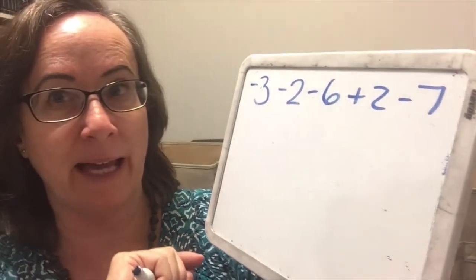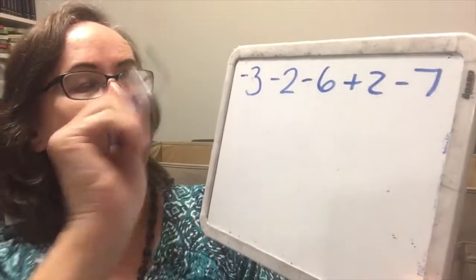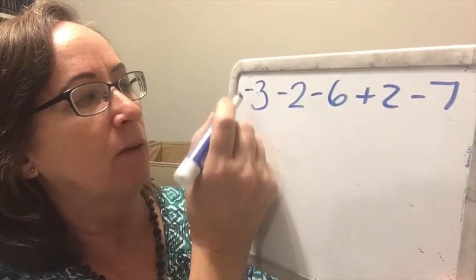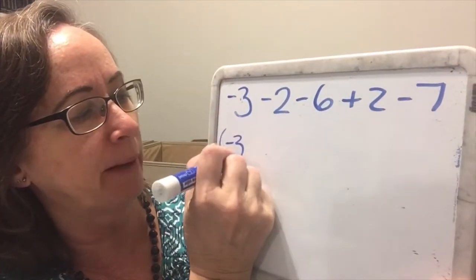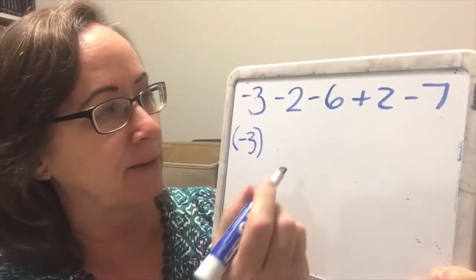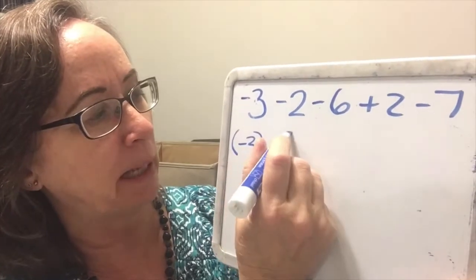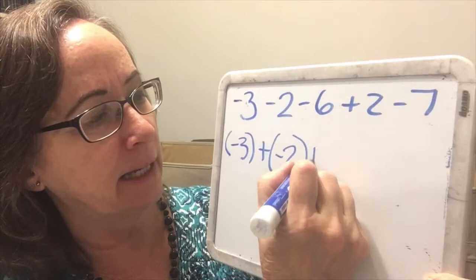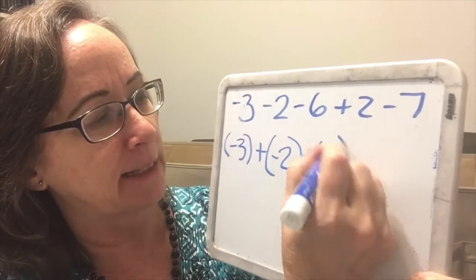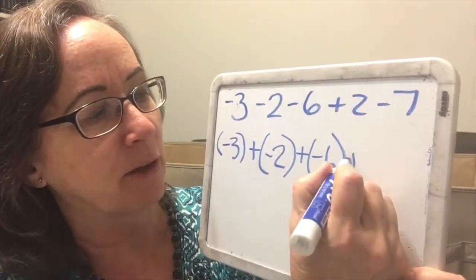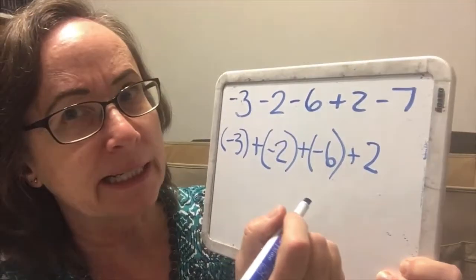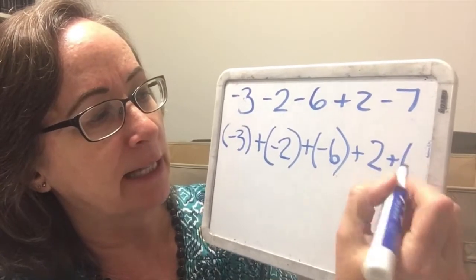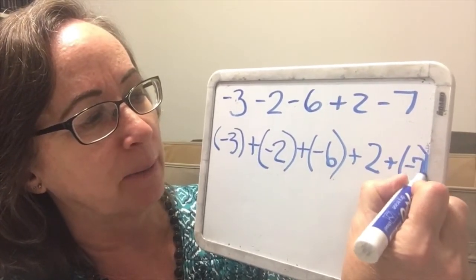All right, so here we have another problem, and I do encourage you to actually do this. We're going to write with the parentheses all of the numbers that have negatives. So we're going to change this to plus, attach the negative, plus a -2. Attach the negative, plus a -6. Now this one's already positive, so I'm just going to write it down. I don't really need to put any parentheses. And then the last one is negative again, so I'm going to attach the negative. I'm almost out of room.